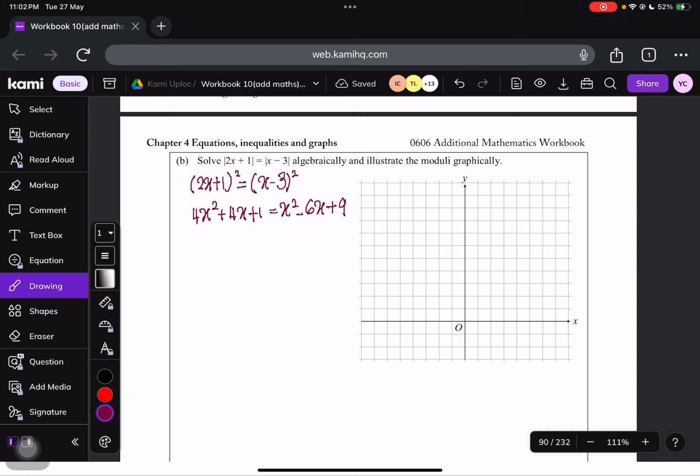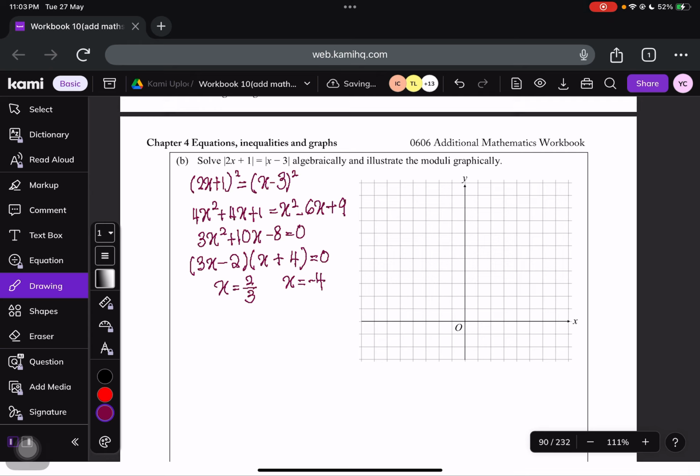And then I will bring it over. I have 3x squared plus 10x minus 8 equals 0. Then we will solve this by factorization. So what do you get? 3x, then x, then maybe this is 4, this is 2, this is a plus, this is a minus, equals to 0. So that's why your x is equals to 2 over 3, and x is equals to negative 4. So you see there are 2 answers.